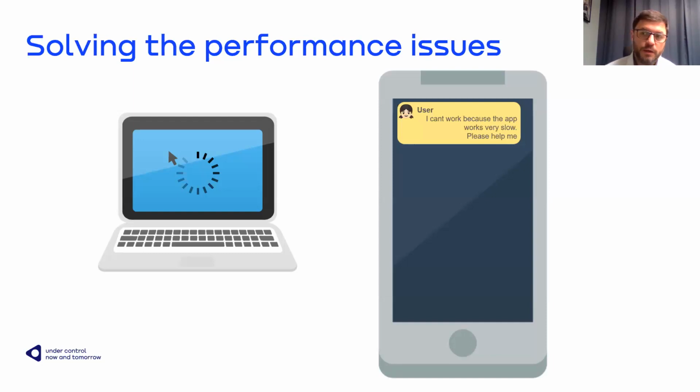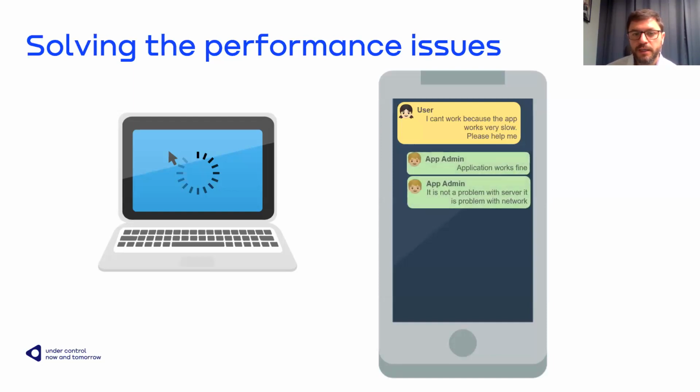The user is waiting for some period of time after every single click. So his decision is to call to the application admin and ask about the help. So what is the typical answer of the application admin? Strange. It looks that everything works fine. It's not my problem. Try to ask someone else. Maybe this is the problem with the network. So what is the typical answer of the network administrator?